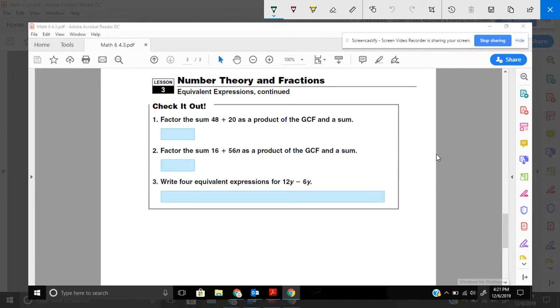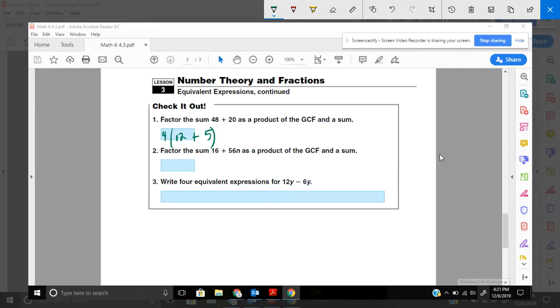Number 1, factor the sum 48 plus 20 as a product of its GCF and sum. Okay, what is the greatest common factor of 48 and 20? Hopefully you found that it was 4. And that is what you need to factor out. 48 divided by 4 will give me 12. Plus 20 divided by 4 would be 5. Hopefully you came up with that.